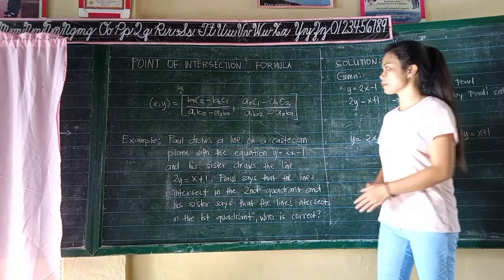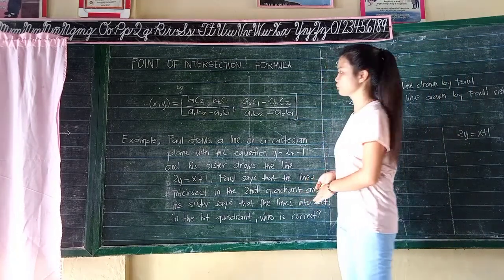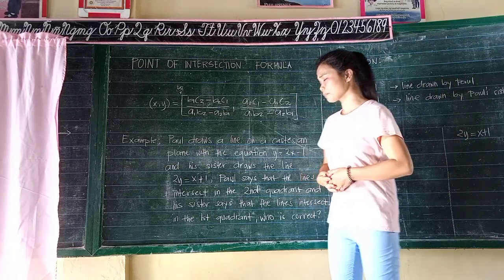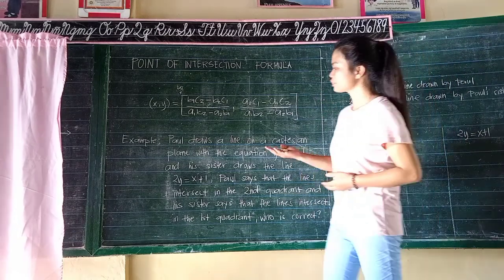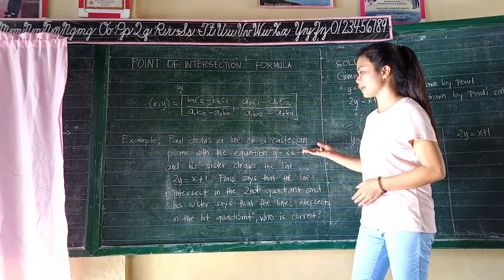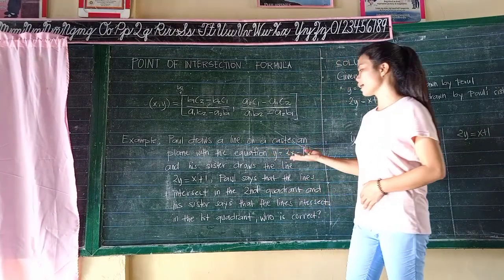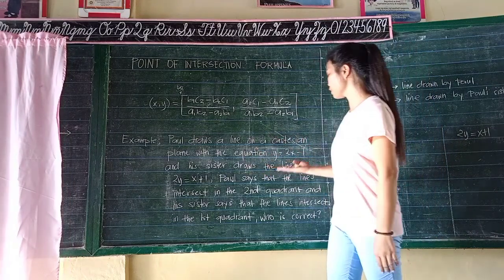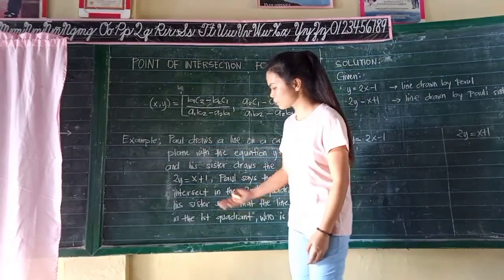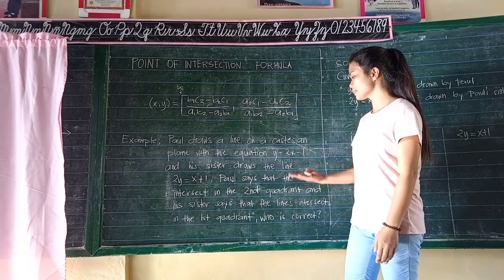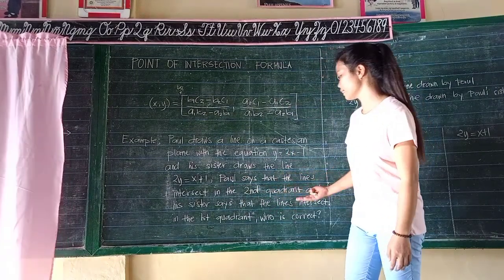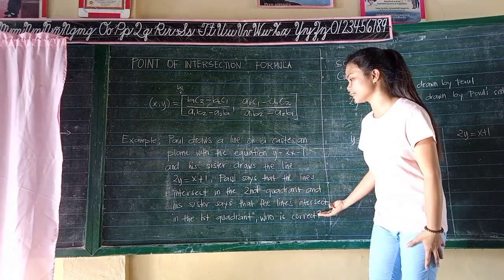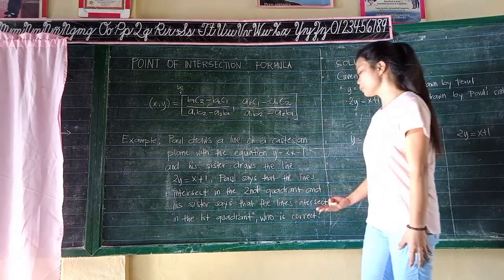And now, let's apply the concept of the point of intersection formula in solving problems involving lines. Example: Paul draws a line on a Cartesian plane with the equation y equals 2x minus 1, and his sister draws the line 2y equals x plus 1. Paul says that the lines intersect in the second quadrant, and his sister says that the lines intersect in the first quadrant. Who is correct?